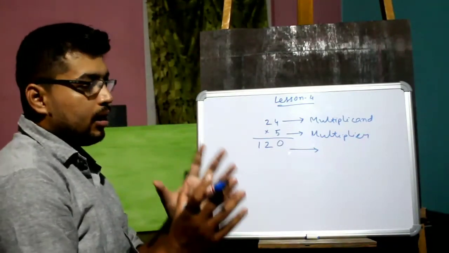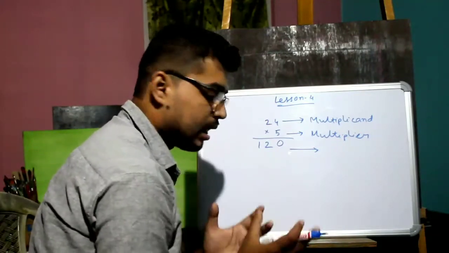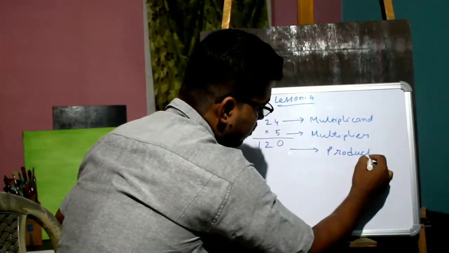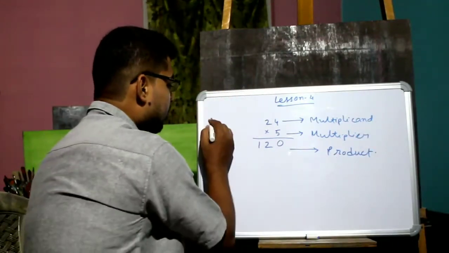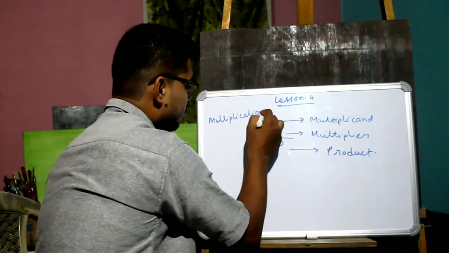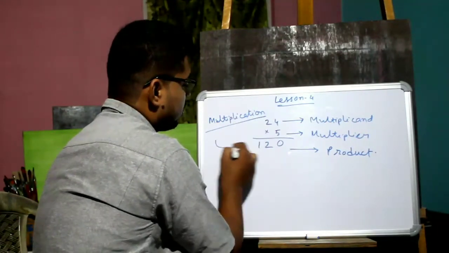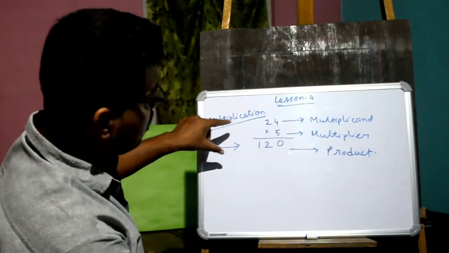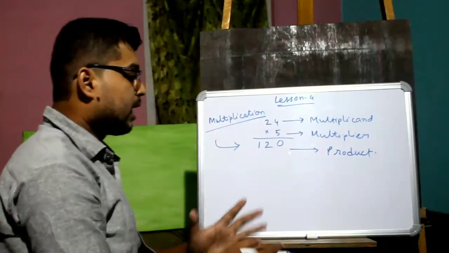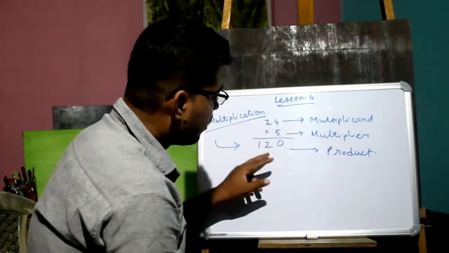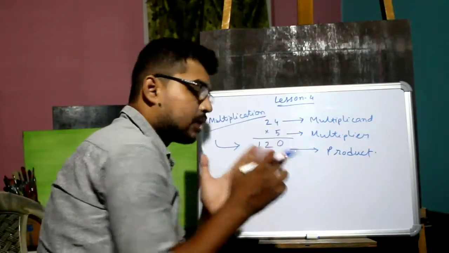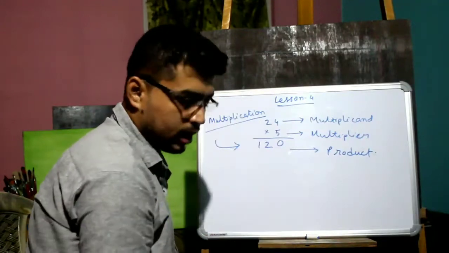If we multiply any two numbers, then what will be the result? That result we will call the product. So this is the product. This is for multiplication. This is called the multiplication process. The multiplicand is the first one, and the second one, which we have to multiply, is called the multiplier. So what is the result of these two numbers after multiplication? That is called the product.